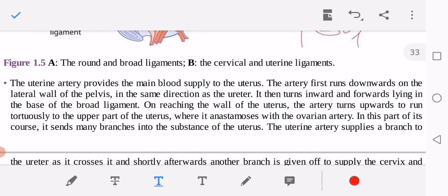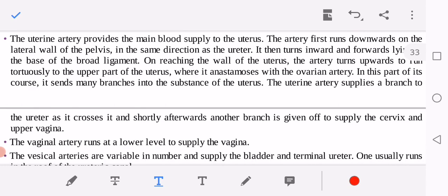The uterine artery provides the main blood supply to the uterus. The artery first runs downward on the lateral wall of the pelvis in the same direction as the ureter, and it runs inwards and forwards lying in the base of the broad ligament, and on reaching the wall of the uterus the artery turns upward to run tortuously to the upper part of the uterus, where it anastomoses with the ovarian artery. In this part of its course, it sends many branches into the substance of the uterus.